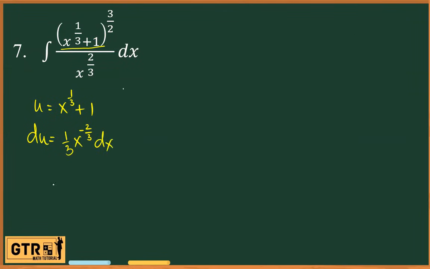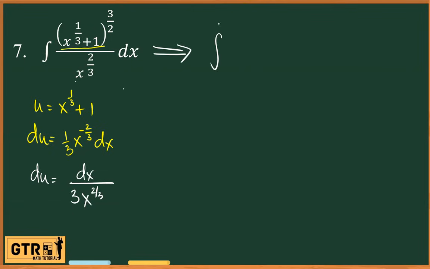If we simplify this, we put it in the denominator since we have a negative exponent. Therefore, du is equal to dx over 3 x^(2/3). As you can see, this is dx over x^(2/3), but we have a 3. By simple substitution, we can multiply both sides by 3 so that this can be transformed into this.